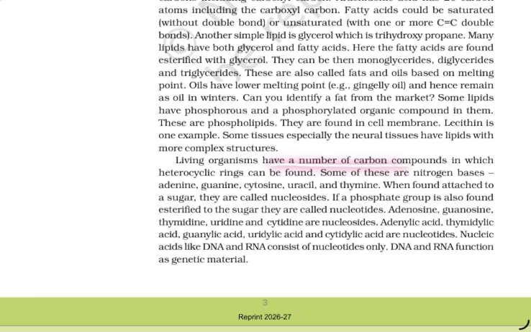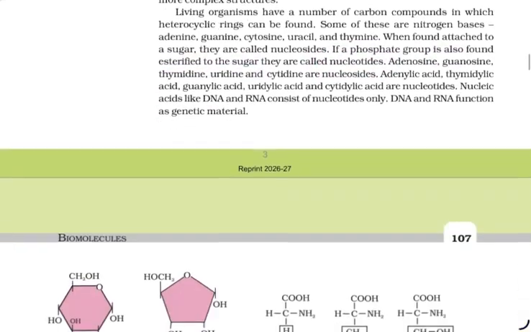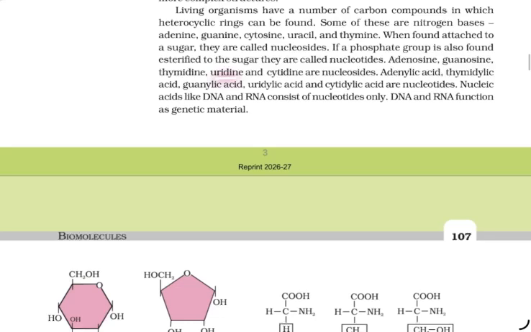A living organism has a number of carbon compounds in which a heterocyclic ring can be found. Some of these are nitrogenous bases. Adenine, guanine, cytosine, uracil and thymine, when attached to a sugar, are called nucleosides. When a phosphate group is also esterified to the sugar, they are called nucleotides. Adenosine, guanosine, thymidine, uridine and cytidine are the nucleosides. Adenylic acid, thymidylic acid, guanylic acid, uridylic acid and cytidylic acid are the nucleotides.